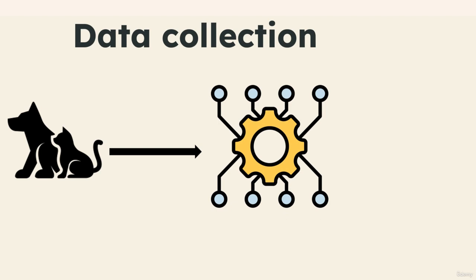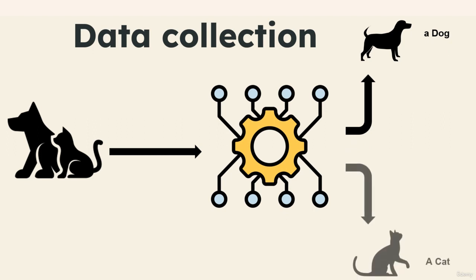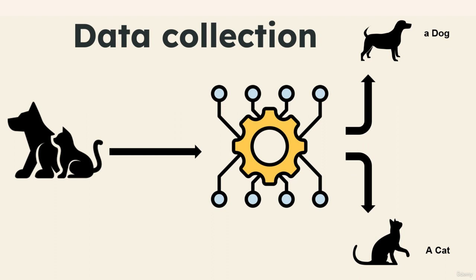So let's say you take a new picture of your dog and put it into the trained algorithm. The algorithm will tell you that this is a dog. Or even if you take a picture of any stray cat or your cat and put it into the algorithm, it will make calculations and tell you that this is a cat. That's how powerful machine learning is.